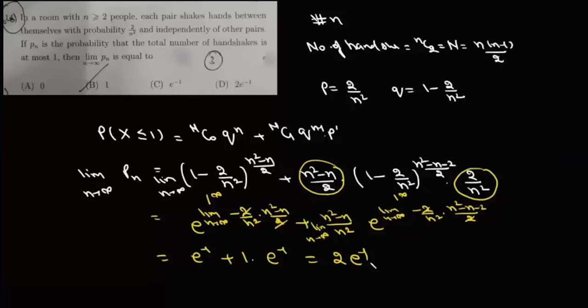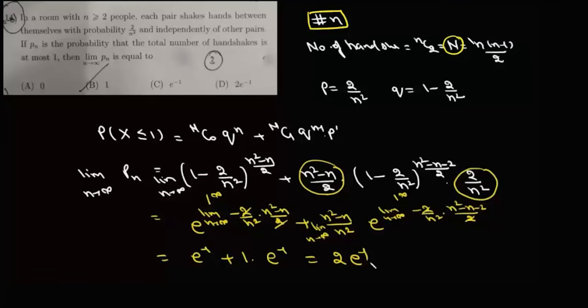Now the number of people in the room is n, so the total number of possible handshakes will be nC2, which is n(n minus 1) by 2, and let us say this is capital N. Now the probability of a handshake happening between two people is given by 2 by n square. So the probability of success is 2 by n square. So the probability of a handshake not happening, or the probability of failure, will be 1 minus 2 upon n square.